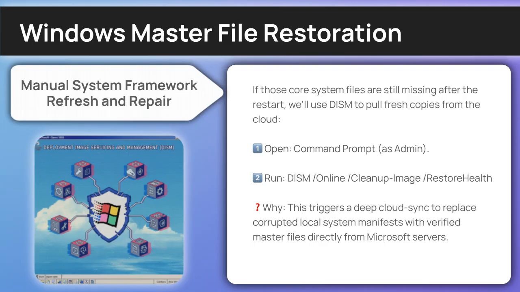If those core system files are still missing after the restart, we'll use DISM to pull fresh copies from the cloud. First, open Command Prompt as admin. Second, you're going to type DISM /online /cleanup-image /restorehealth, then hit enter. Why are we doing this? Well, this triggers a deep cloud sync to replace corrupted local system manifests with verified master files directly from Microsoft servers.